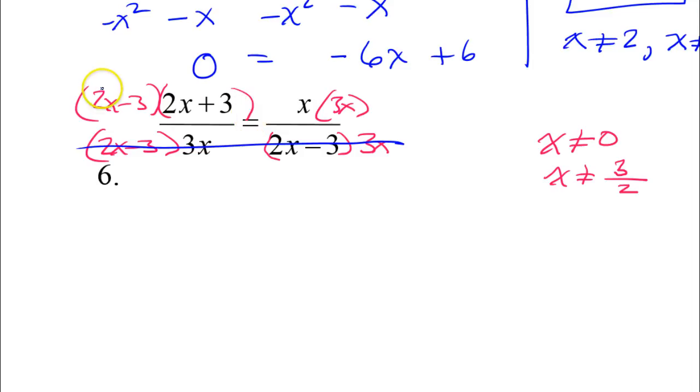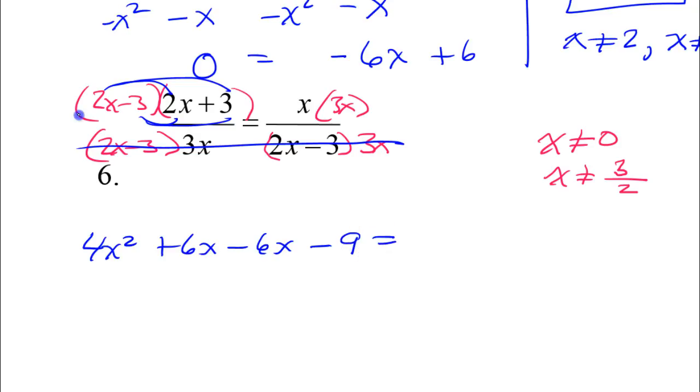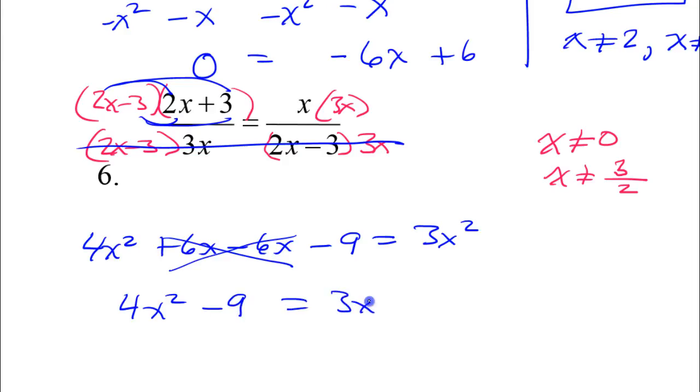So I'm going to have to double distribute this. Okay, like this. So that's going to give me, hold on. So if I multiply it, 2x times 2x, so that's 4x squared, and then that's plus 6x, and then negative 6x, and then negative 9. All right, so I double distributed that, and multiplying here gives me 3x squared. So these like terms just cancel out. So I have 4x squared minus 9 is equal to 3x squared.